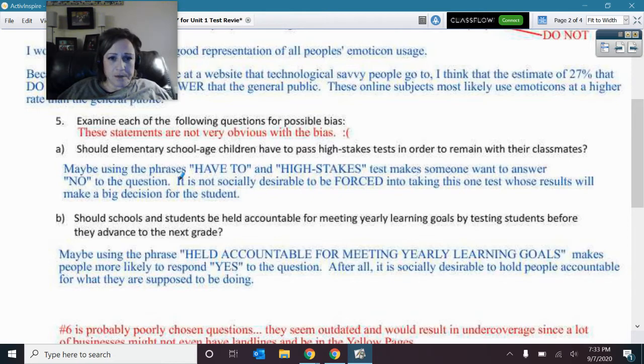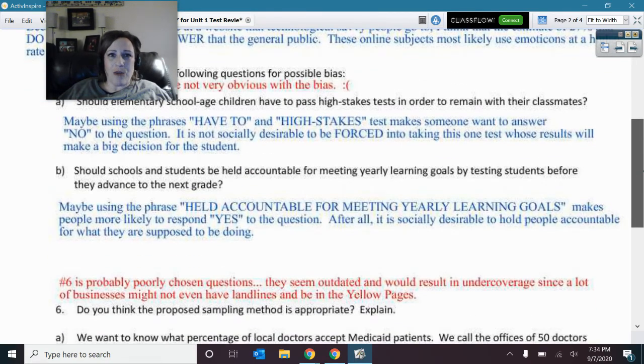Now, the same kind of question next probably lends people to say yes, because if we're wanting them to be held accountable for their yearly learning goals, we want to make sure everybody's staying right there where they need to be. So that phrase, held accountable for their yearly learning goals, is probably going to sway people to respond yes to the question. But otherwise, it might not have much bias there anyway. Those are not real obvious.